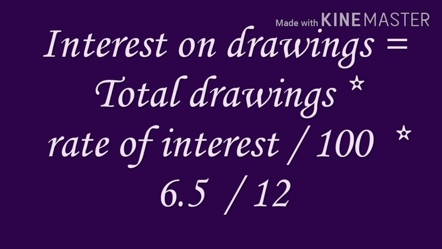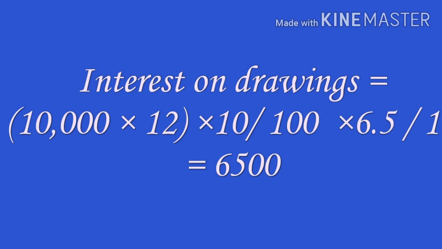So here is the equation as we have seen earlier. First we shall find out total drawings. Total drawings implies the annual drawings, that is 10,000 into 12. A total of 120,000 will be the total drawings, and rate of interest is 10%, and 6.5 is the average period divided by 12. That gives us rupees 6,500. So the interest on drawings is 6,500.